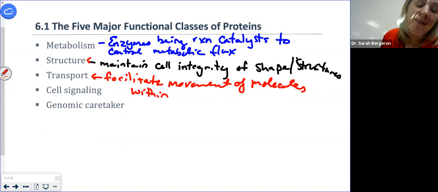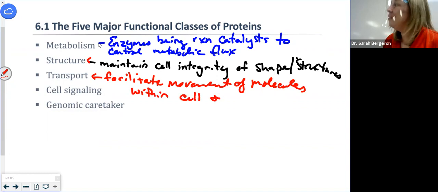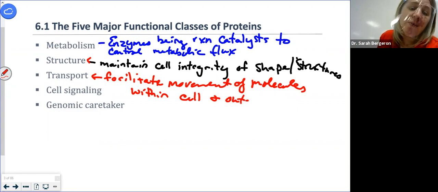It's going to be within the cell, right? And what else? The cells themselves, right? We like to move from location to location. And outside. We're just going to put outside of cells.